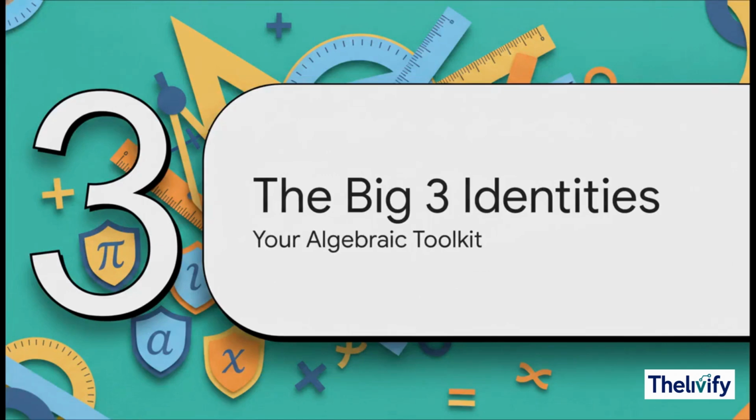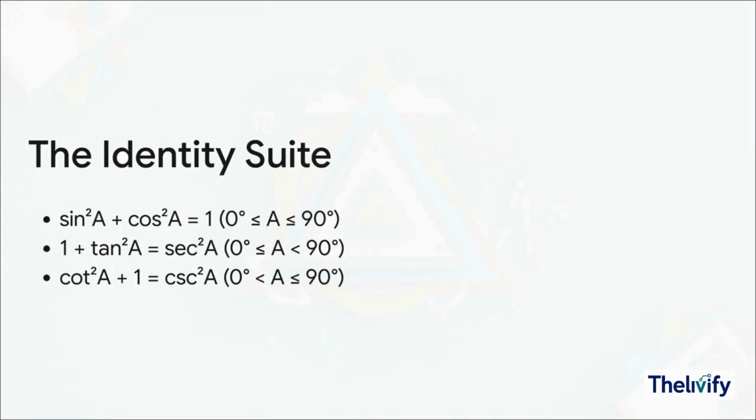Section 4, the Big Three Identities. This is your essential algebraic toolkit. Derived straight from the Pythagoras theorem, these 3 statements are what we call your identity suite. They are the algebraic heavy lifters you'll need to simplify complex expressions. First up, sine squared A plus cosine squared A equals 1. That is your absolute anchor, valid for angles from 0 to 90 degrees inclusive.